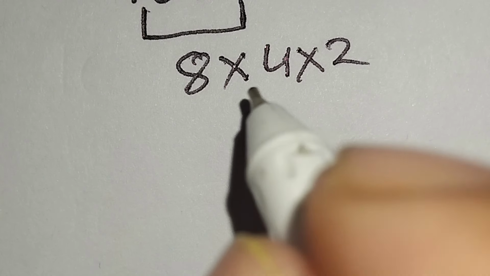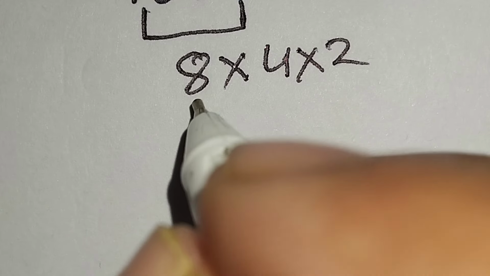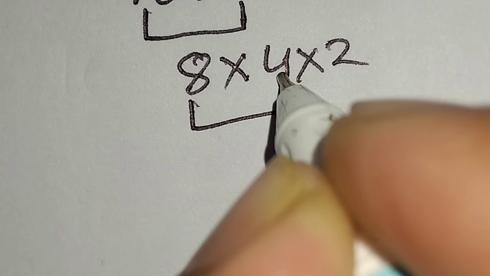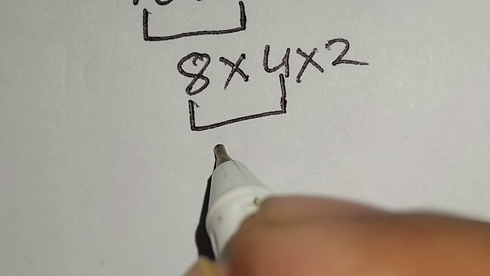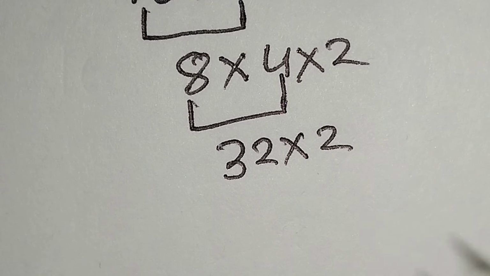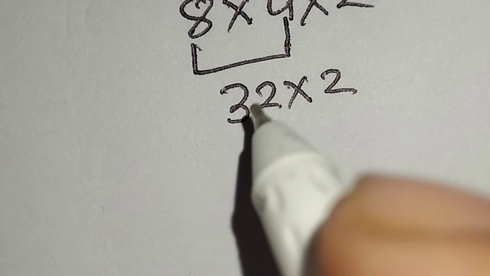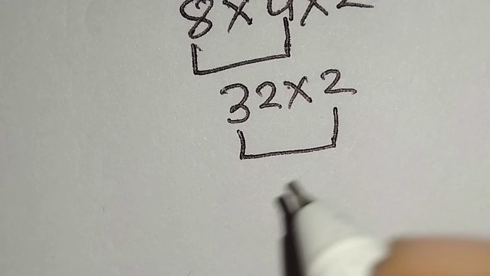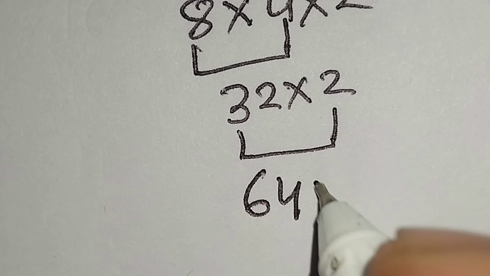Now I have to work with this multiplication. Here 8 multiply 4 gives us 32. Multiply this 2. Here 32 multiply this 2 gives us 64, and this is the correct answer.